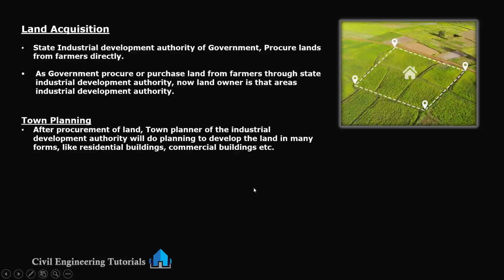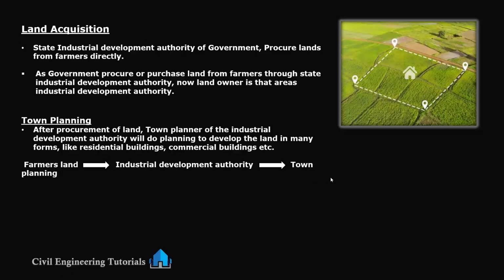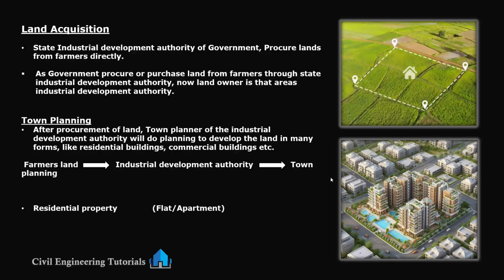That means the government authority, that is the Industrial Development Authority, buys the land from farmers. Then the town planner does planning to develop the land into residential or commercial buildings. Okay. So in this topic we are discussing residential property, which means flats or apartments. In this video we are discussing flats and apartments.